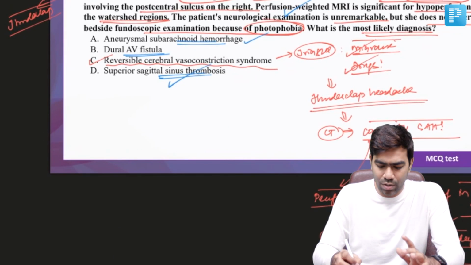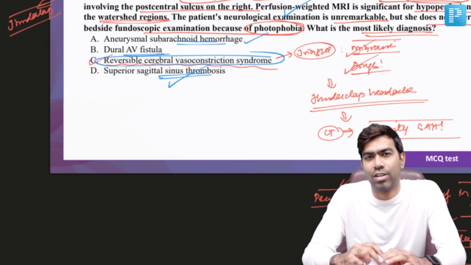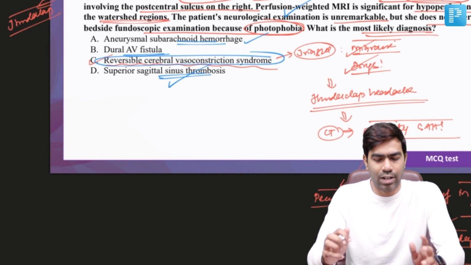That is, the diagnostic features of cortical thrombosis are not fitting into this case scenario, and the only diagnosis that clearly fits into this case scenario is RCVS. Hence, that is going to be the diagnosis.